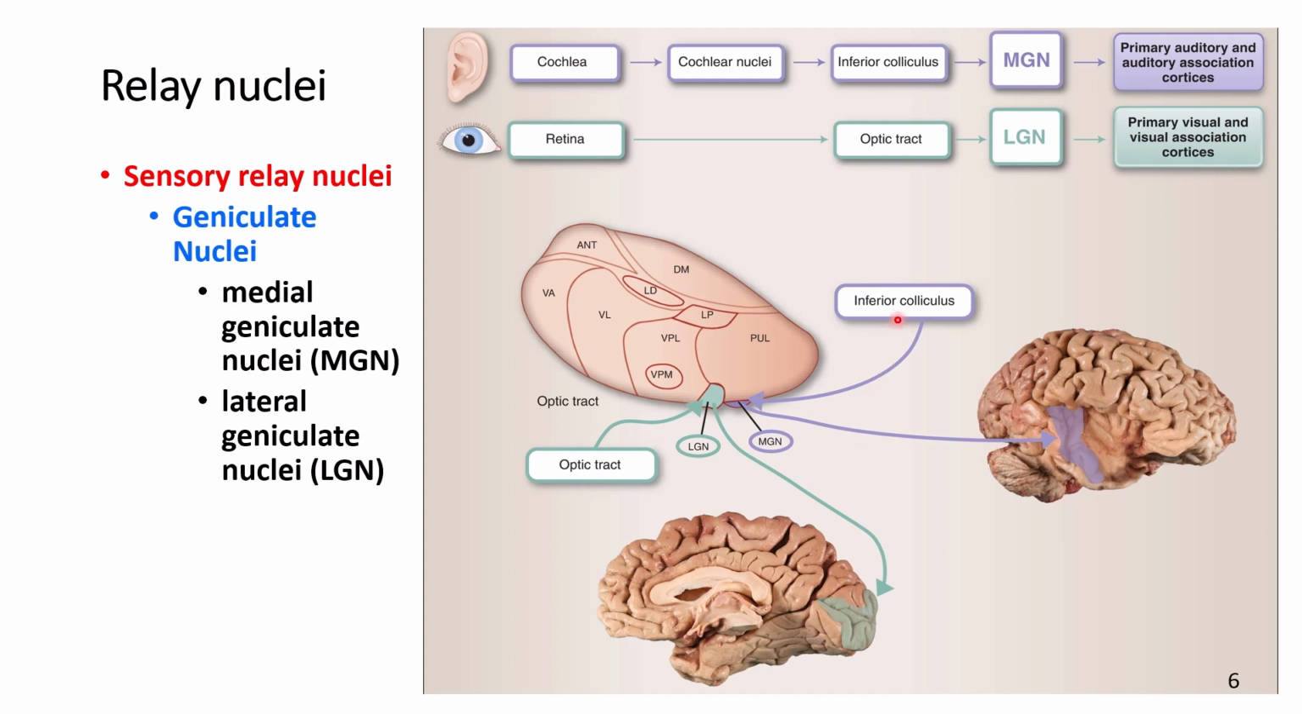And the auditory information goes to the spiral ganglion and the cochlear nuclei, and then the inferior colliculus. From there it goes to the medial geniculate nucleus of thalamus, and from there it goes to the primary auditory cortex and auditory association area, and that is in the temporal lobe.